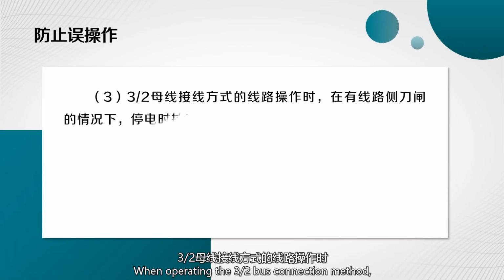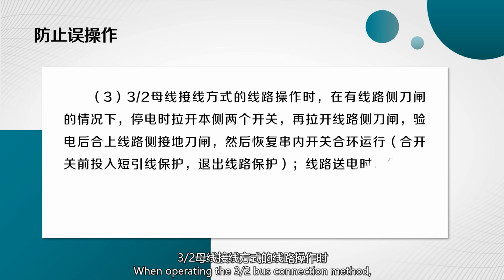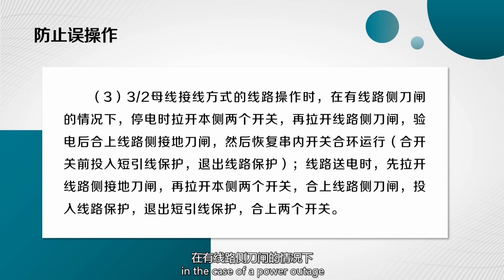Third, when operating the third over tube bus connection method. In the case of a power outage with a line side switch, open the 2 switches on that side. Then open the line side switch after power verification. Close the line side grounding switch, and then restore the operation of the string switch closing loop before closing the switch. Put in short lead protection and exit the line protection when transmitting power to the line.